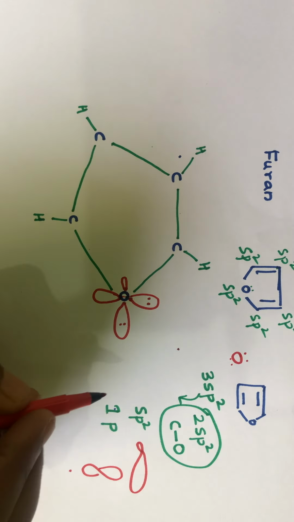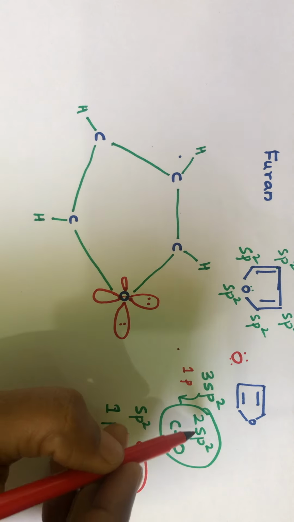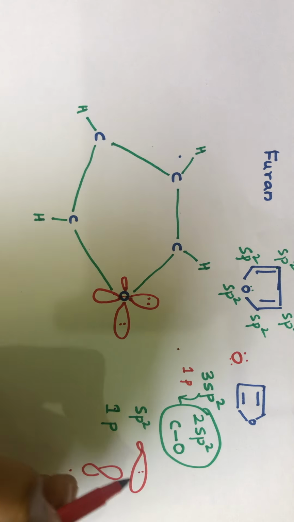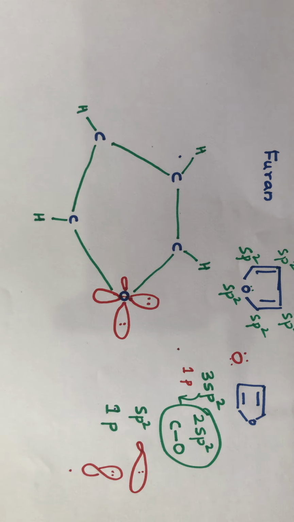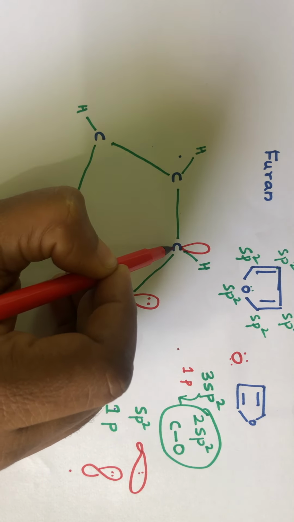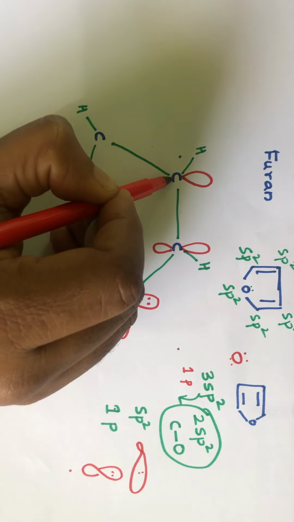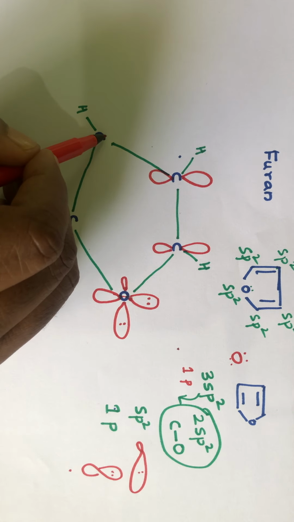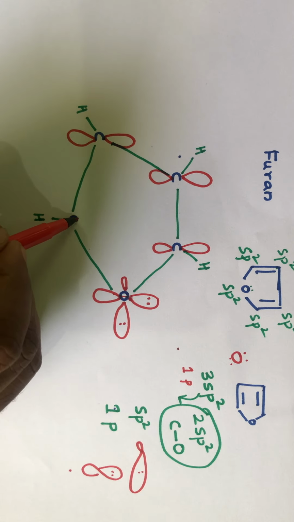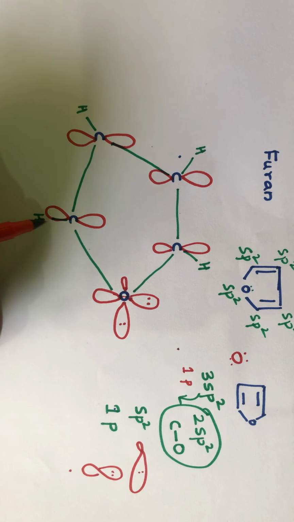See, in total there are 4 orbitals, 3 sp2 and 1 unhybrid p. Out of 3 sp2, 2 sp2 form bonds with this. One sp2 contains a lone pair, another sp2 also contains a lone pair. Oxygen contains 2 lone pairs of electrons. Now, this carbon has also one unhybrid p. This carbon also has one unhybrid p. Right? Unhybrid p. The bond should be shown like this.